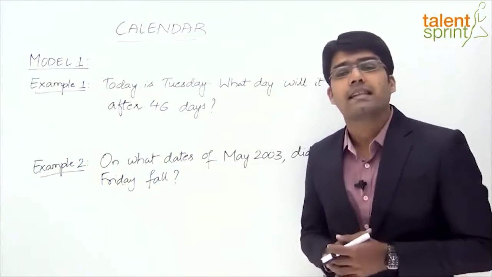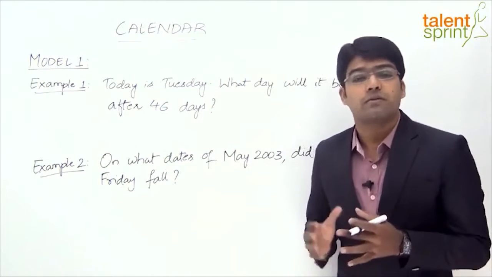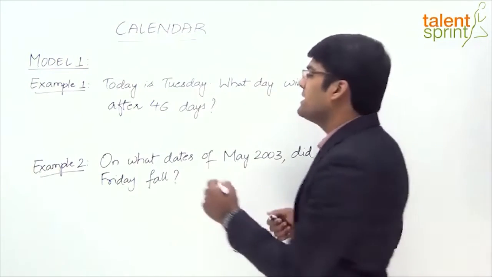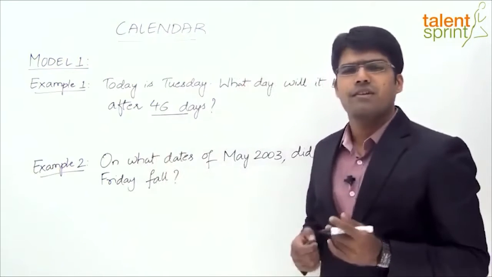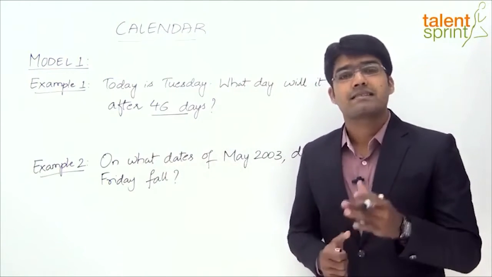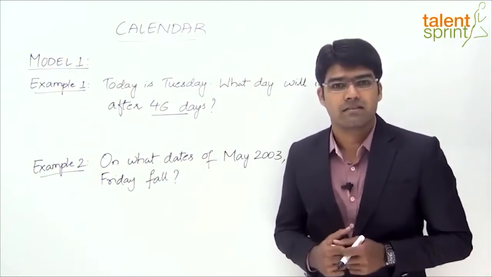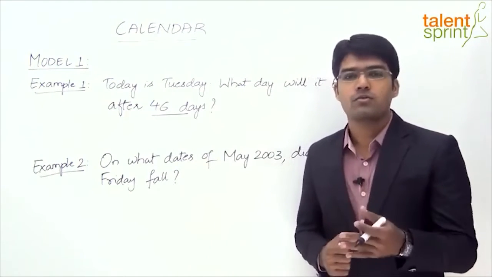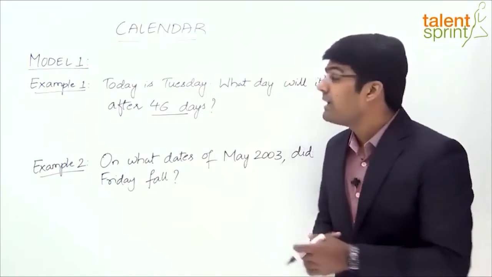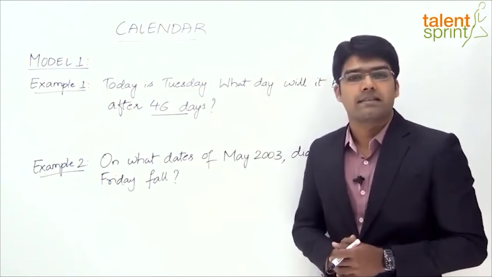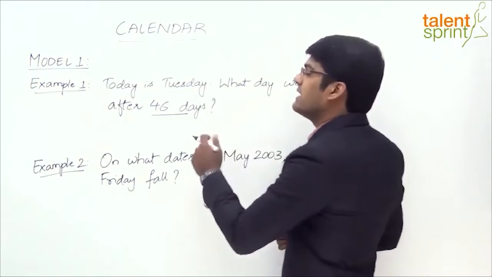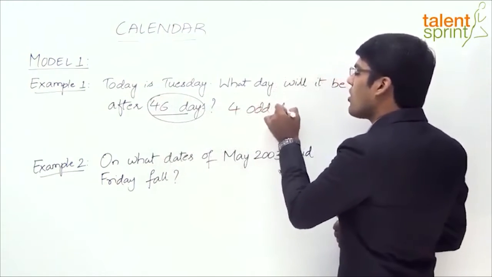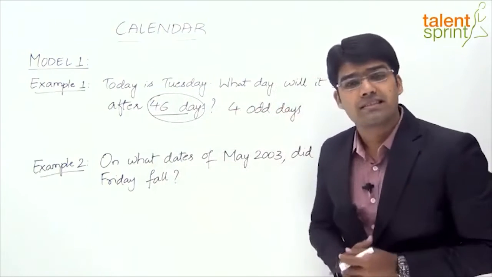Now we very well understand that to find out the day of the week, we need to first understand the number of odd days in the given period. Now the given period here is 46 days. 46 days can be taken as 6 complete weeks plus 4 days, because 6 weeks will have 42 days. 6 into 7, 42. So 42 days will be 6 complete weeks, and then we have additional 4 days. So we can say the number of odd days in the period of 46 days will be equal to 4. So we have got a total of 4 odd days in the period of 46 days.